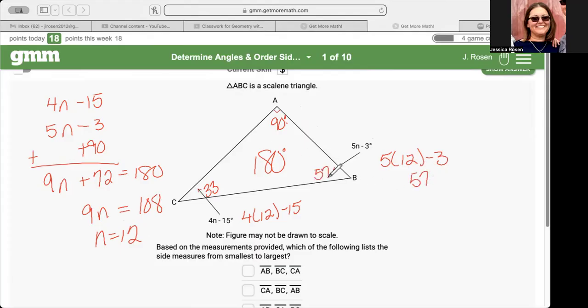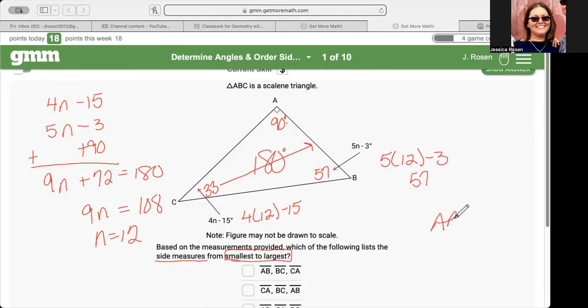Oops, let me put it in here. So it wants me to go from smallest to largest. So last one was the opposite direction. So make sure you pay attention to that. It wants smallest to largest side measures. Okay. So my smallest goes this direction. So that would be AB.